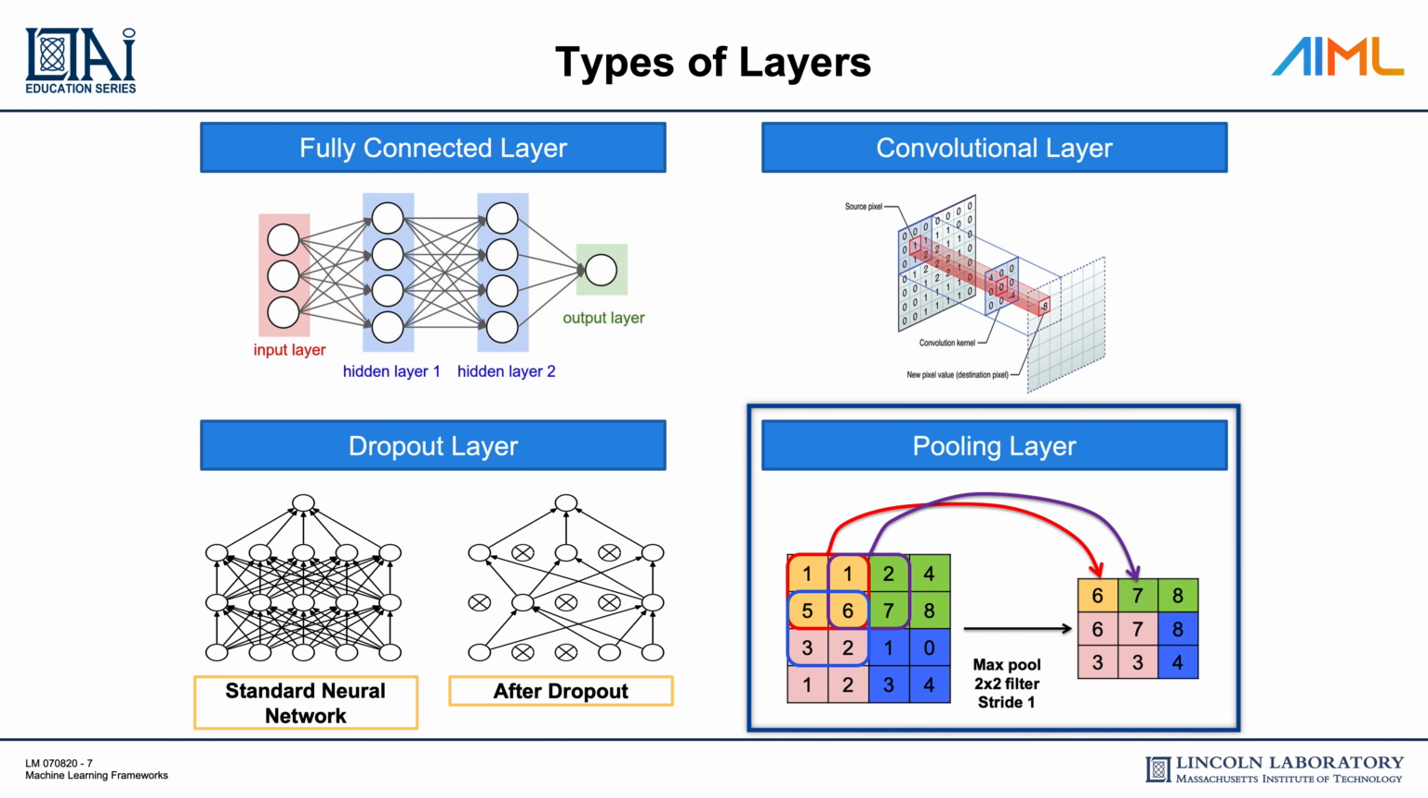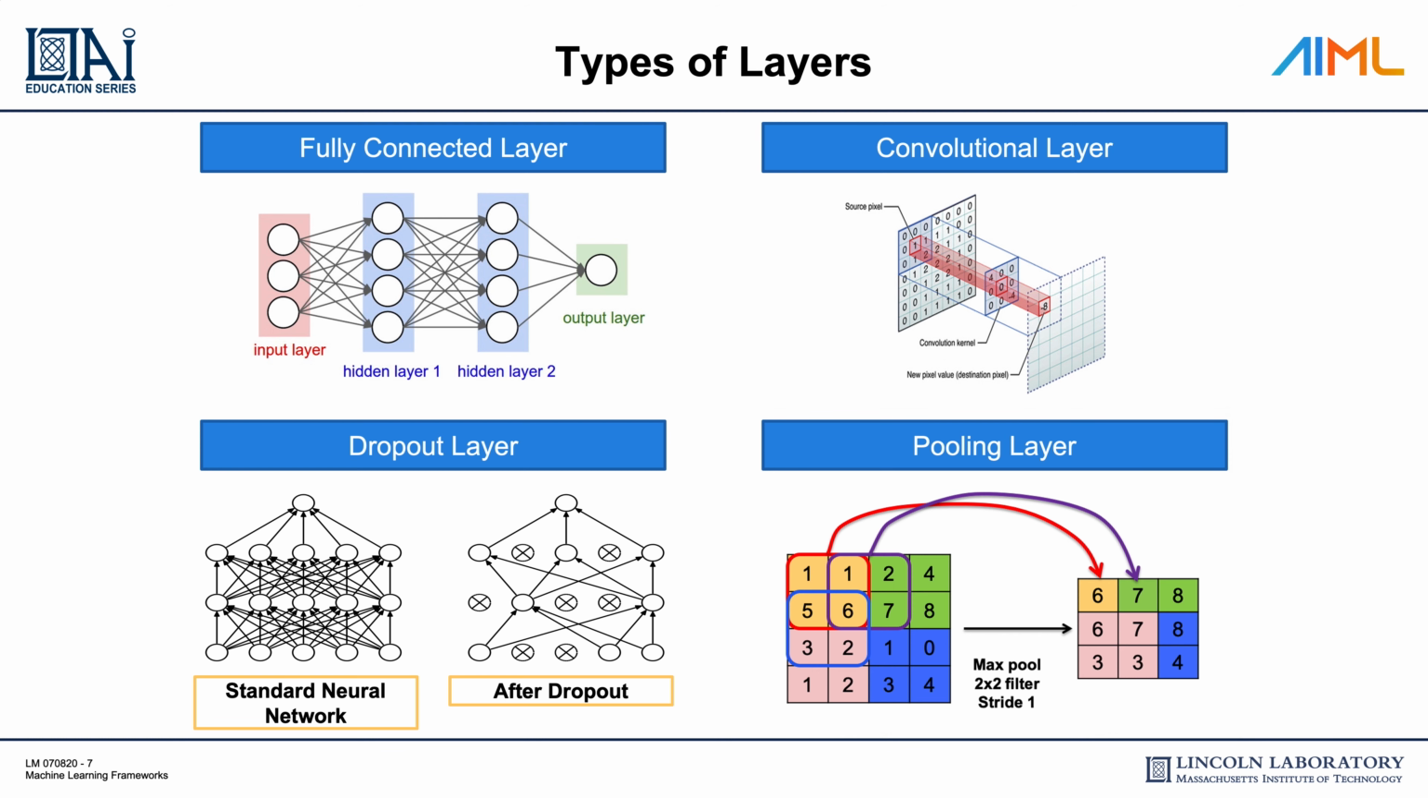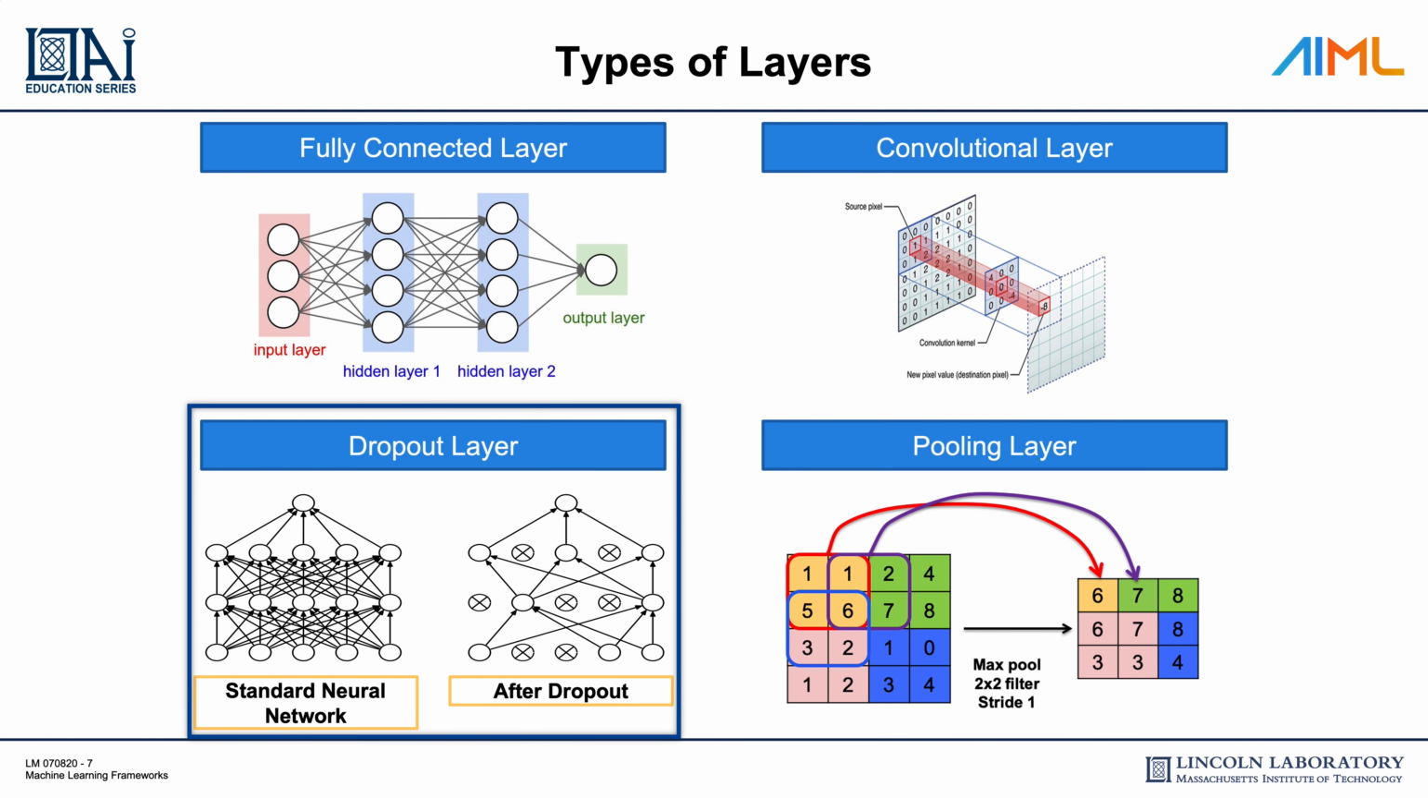Pooling layers are used to reduce the size of the input. For example, a 2x2 max pool with a stride of 1, as shown here, takes the maximum in each 2x2 box in the input. Pooling layers do not have any trainable parameters. Finally, dropout layers are used to prevent overfitting. They will remove or drop out units in the network.